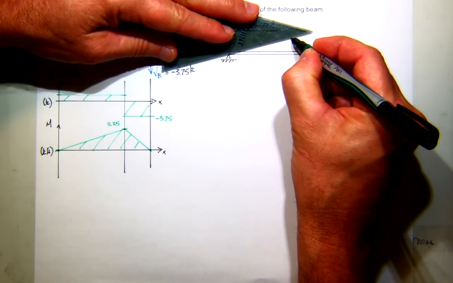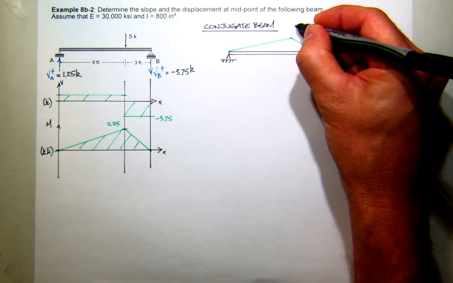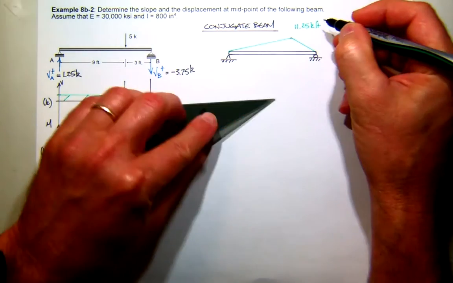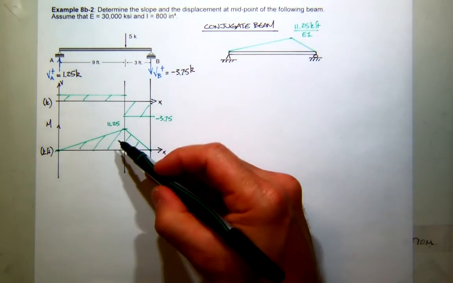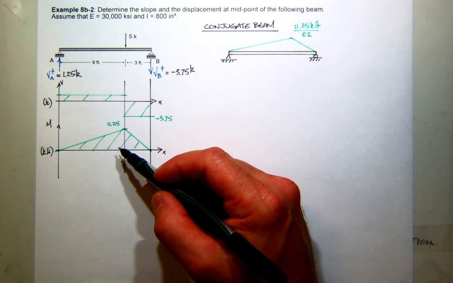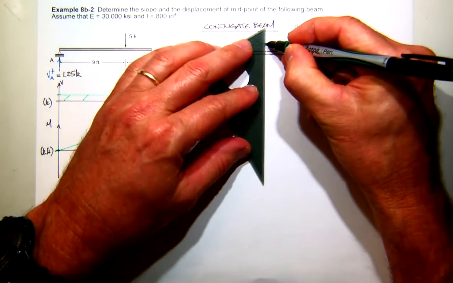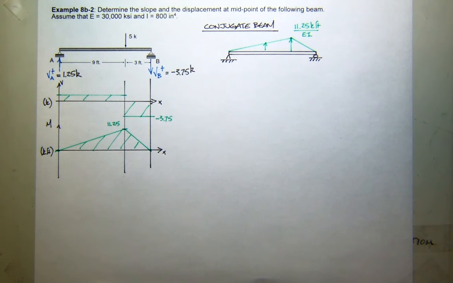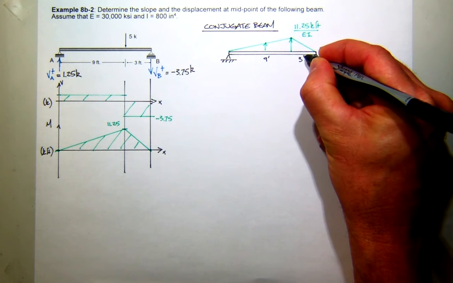So again, I like to just sketch the moment diagram right on the beam. I know that value is going to be 11.25 kip-feet, and of course we're going to divide it by E and I. Now, is this moment positive or negative? Positive. So it means it's going to be positive load. Positive load is up. Let me put some dimensions on there just to remind you. So this section is 9 feet, and this section is 3 feet.